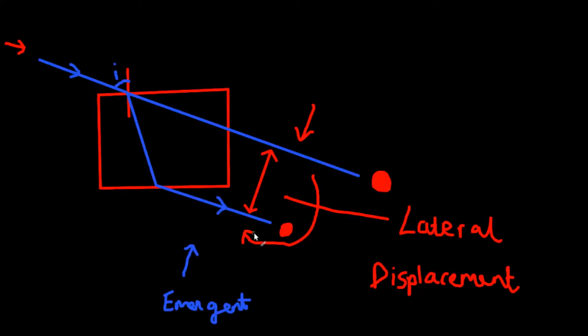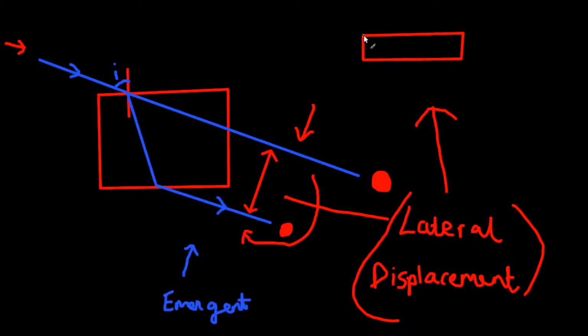And the lateral displacement depends on a few factors which are again given in the book. You could go through them, but it largely depends on the angle of incidence and also the thickness of the glass block. Why does it depend on thickness of the glass block? That's a simple reason. I'm going to draw a very thin one here.